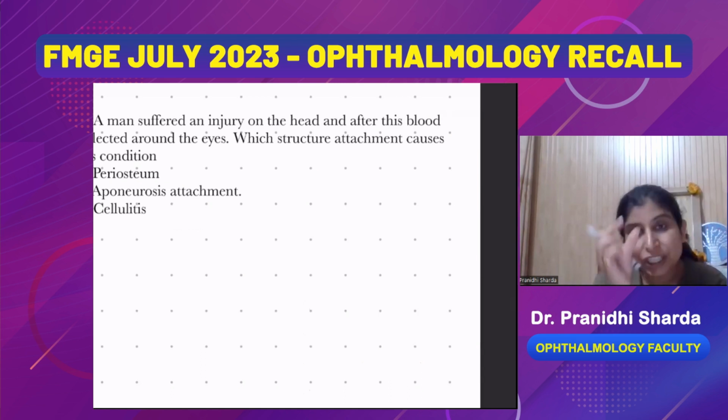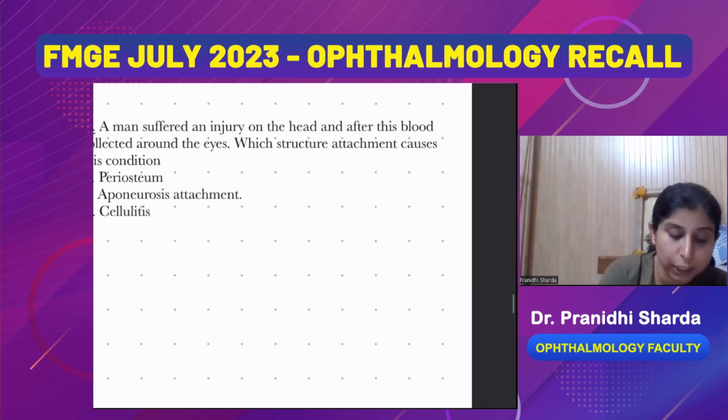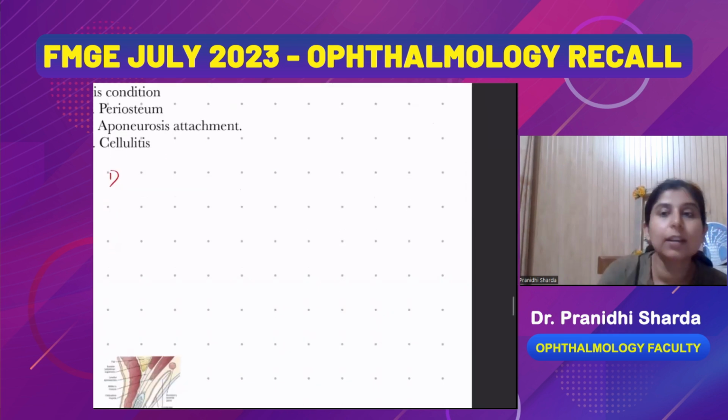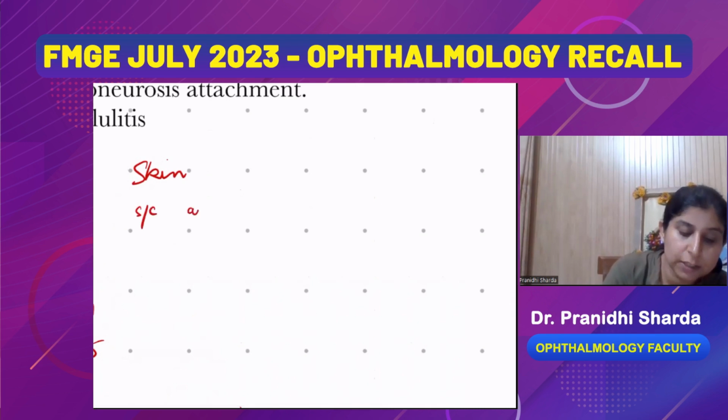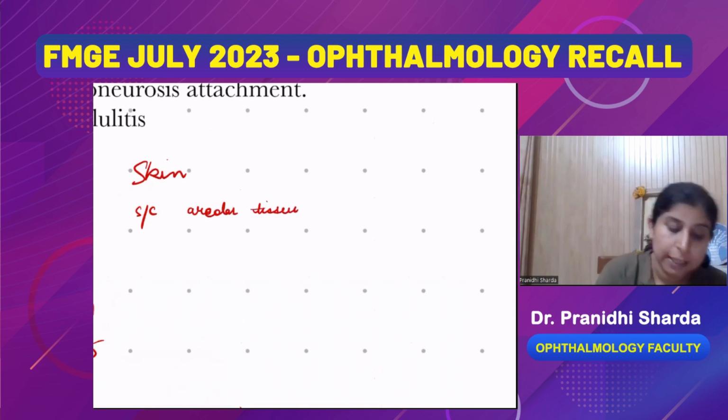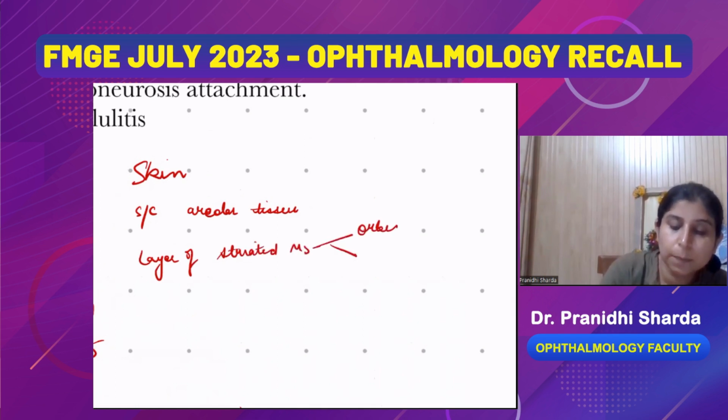But before that, I think we need to summarize, if any one of you does not remember, the layers of the eyelids. There are 7 layers in the structure of the eyelids, starting from the skin and ending on the conjunctiva. Below the skin there is subcutaneous areolar tissue, a connective tissue layer. Then is the layer of striated muscles, that are orbicularis oculi and the LPS muscle.